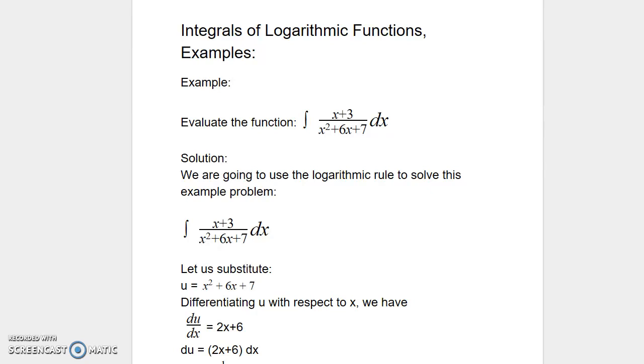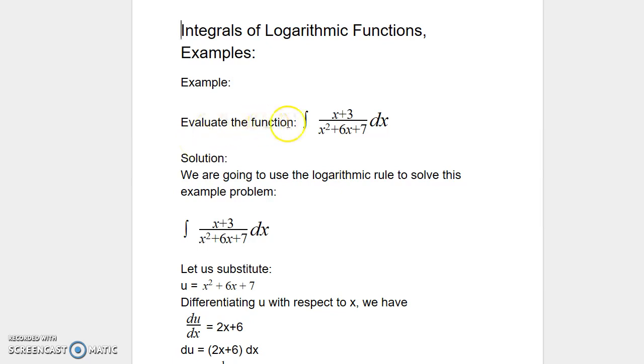Welcome to my presentation. This presentation is part of the playlist Integral of Logarithmic Functions. In this presentation, we will be solving some example problems related to logarithmic functions. Let's look at some examples.